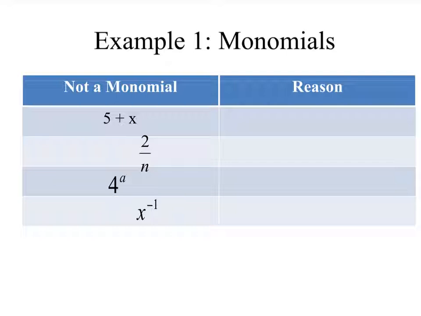So here, this first one is no, it is not a monomial. And the reason it's not a monomial is we can't add. Sorry, my writing's horrible today. A monomial has to be a number by itself, a variable by itself, or the product or multiplication of a number and a variable. Number 2 is also no, and you can't have a variable in the bottom of the fraction.